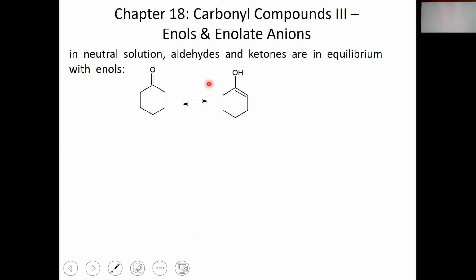This compound on the right is an enol, the specific kind of enol that we will discuss all throughout this chapter. It's an alkene and an alcohol on the very same carbon. That's very important. The alkene and alcohol has to be on the same carbon. So enols and ketones are in equilibrium with each other.